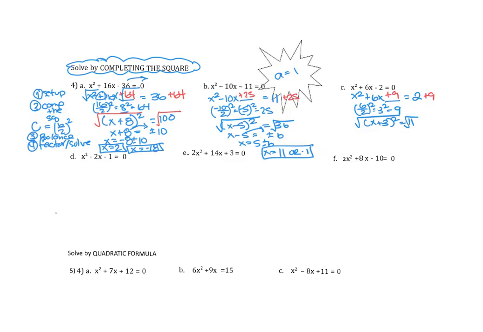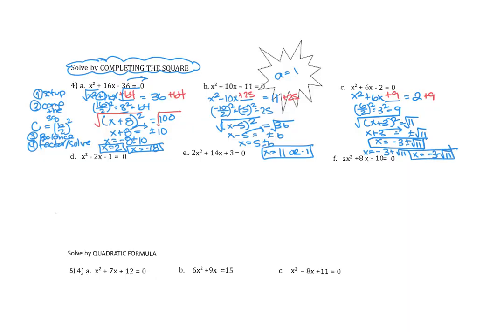I take the square root of both sides. I get x plus 3 equals plus or minus the square root of 11. I need to subtract my 3 over to get the x by itself. Now that is a great answer. I do want to point out it's 2 answers. So this is negative 3 plus the square root of 11, and it's also negative 3 minus the square root of 11.